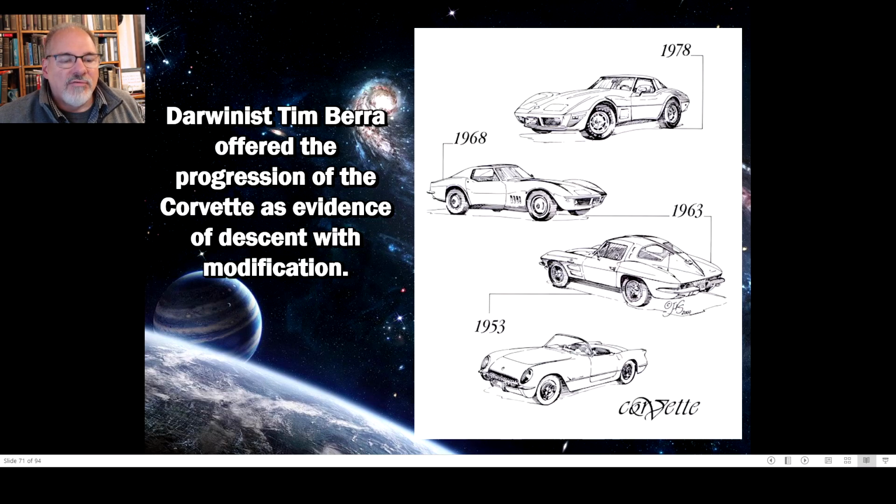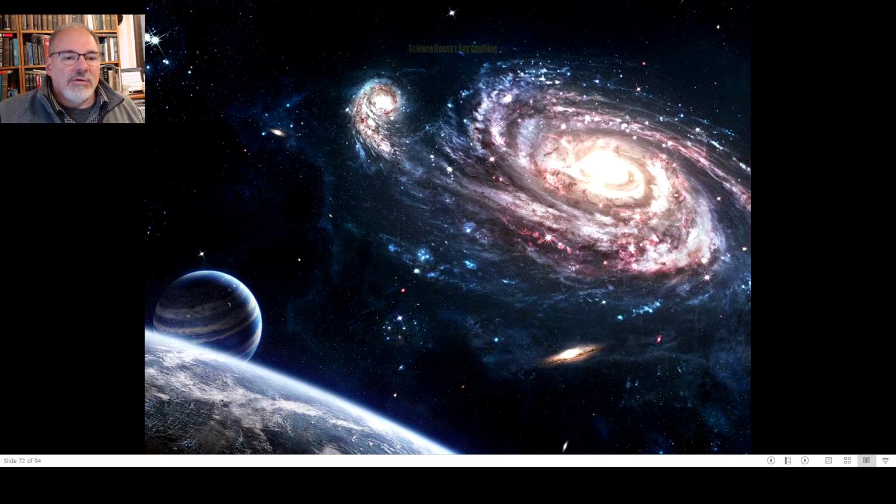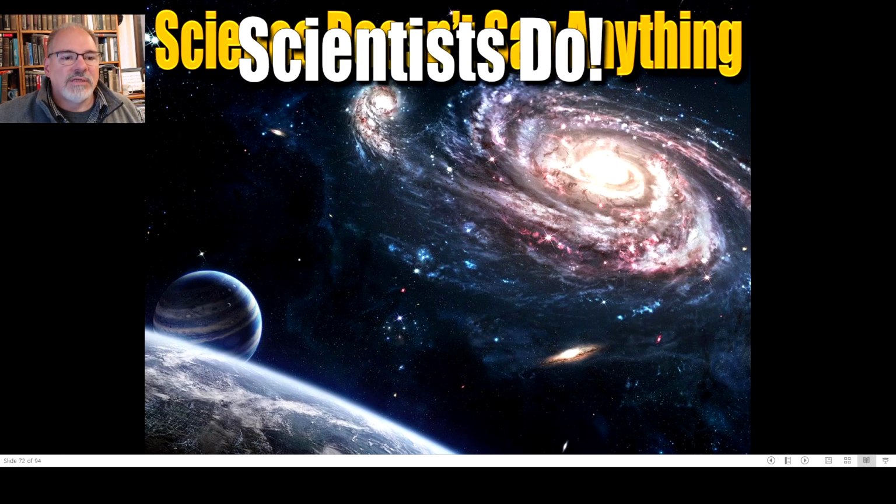Darwinist Tim Berra offered the progression of the Corvette as evidence of descent with modification. In other words, each one descended from the previous and it was modified. The problem is that he actually proved the case for intelligent design. It's known as Berra's blunder because it is an illustration of intelligent design where intelligence was fused into the system to improve the Corvette over the years. It didn't just get there on its own. Now, science doesn't say anything. Scientists do.